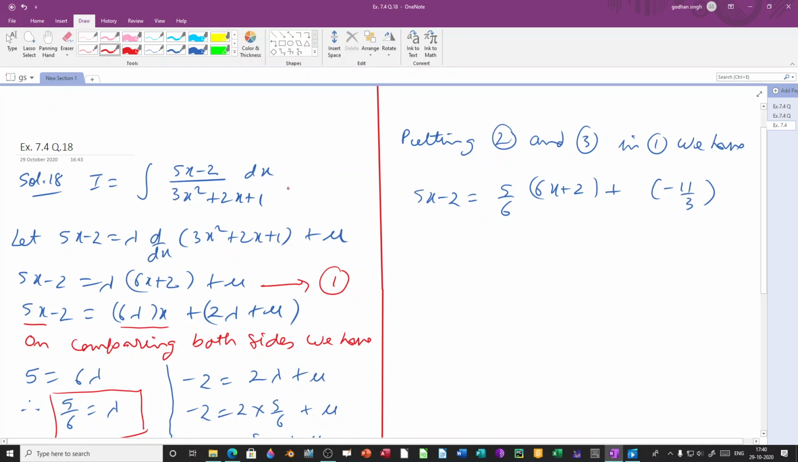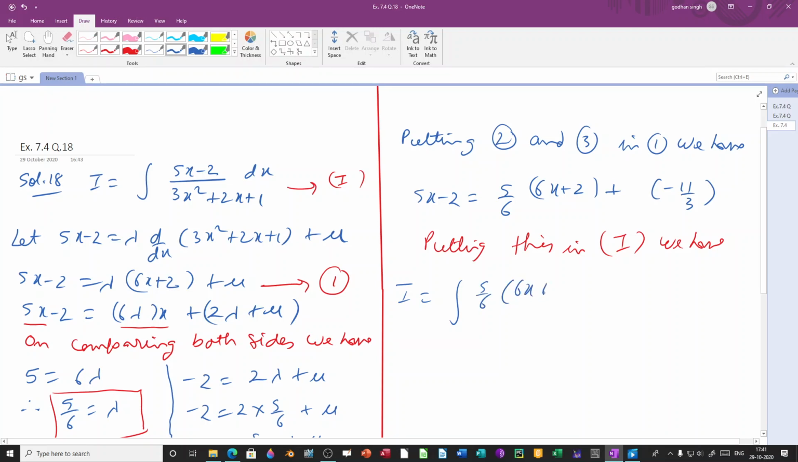Now our next aim is we'll put this value of 5x minus 2 in I. So suppose this is say Roman equation 1. So putting this in Roman equation 1 we have I equal to integration of, in place of 5x minus 2, we'll write 5 by 6 into 6x plus 2, then plus minus 11 by 3 over 3x square plus 2x plus 1 dx, and now we will separate them.